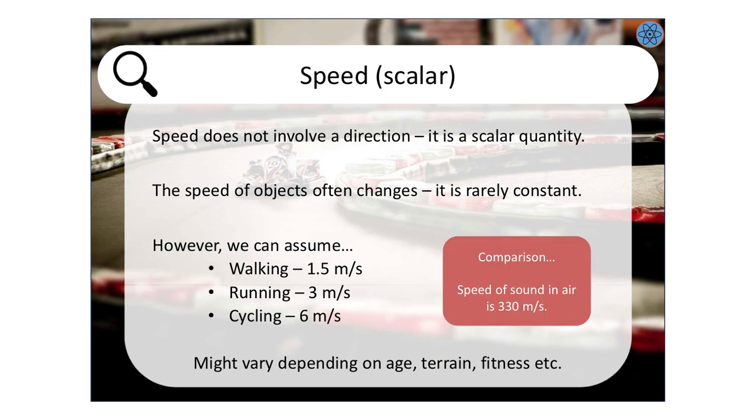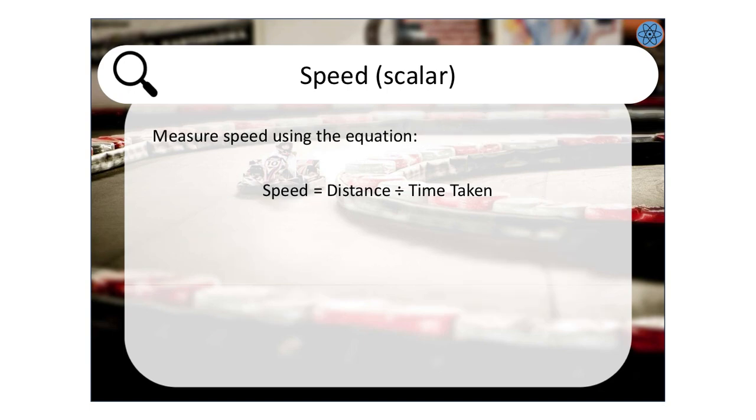As a quick comparison, the speed of sound in air is a lot faster, 330 meters per second. So sound travels 330 meters every second. Linked to this is an equation that you need to know. Speed equals distance divided by time taken. If distance is measured in meters, time measured in seconds, distance divided by time, m divided by s, gives you m/s for speed, meters per second.